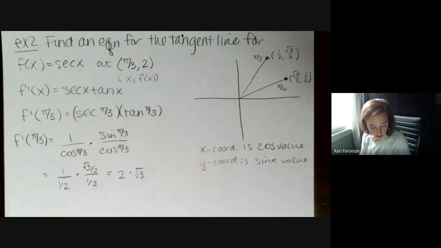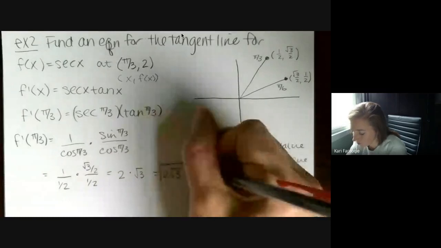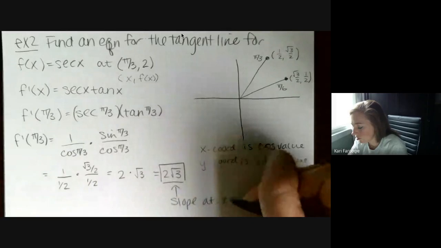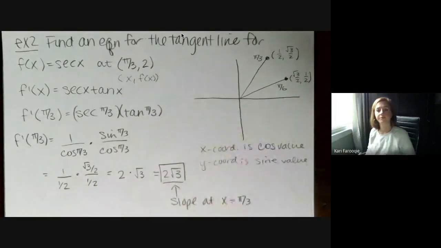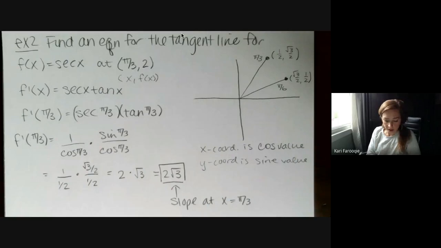So your slope is actually going to be root 3 times 2, or just 2 root 3. That is your slope at x equals pi over 3. Now that's part of the work. We have to still find an equation for the tangent line. Before I do that, does anyone have a question about the derivative or the slope?